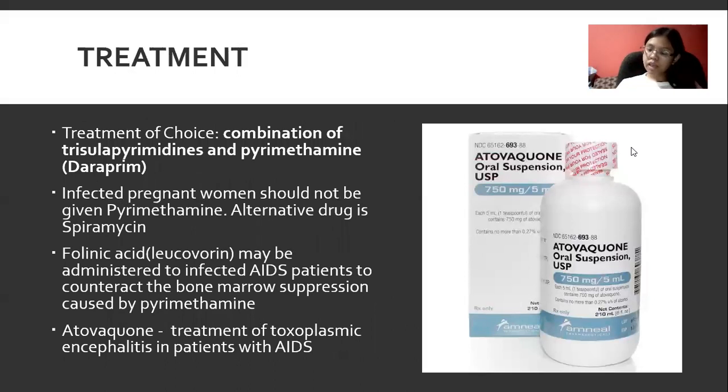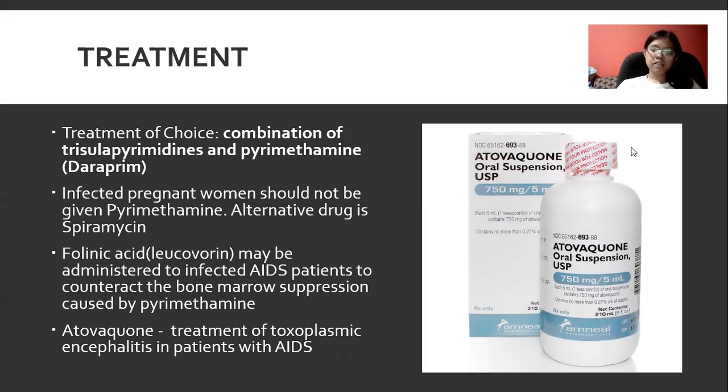So, pwede po pala na maging mababa po yung level ng IgG, IgM kapag nag-reoccur po yung infection. So, next po natin is the treatment. So, the treatment of choice is the use of triazolapyrimidines and the pyrimethamine or under the name Daraprim.